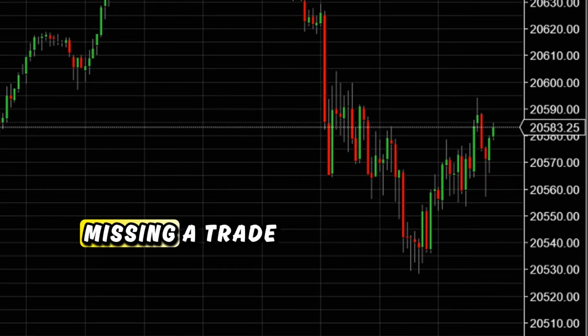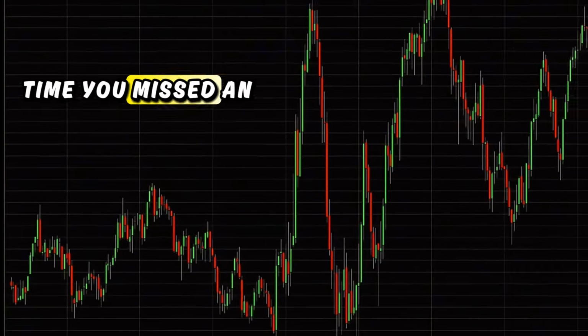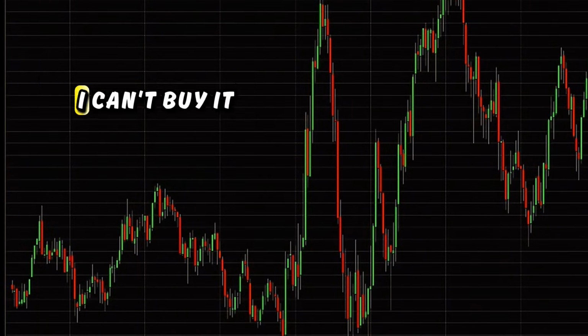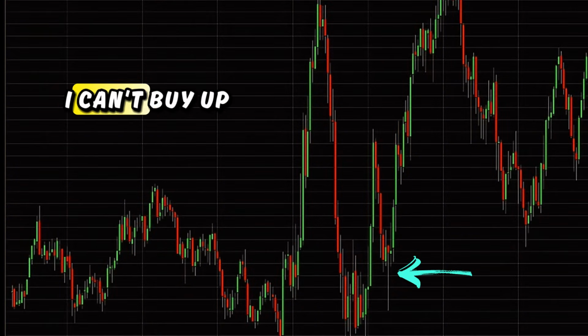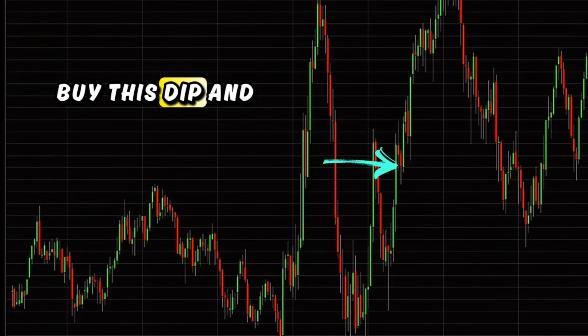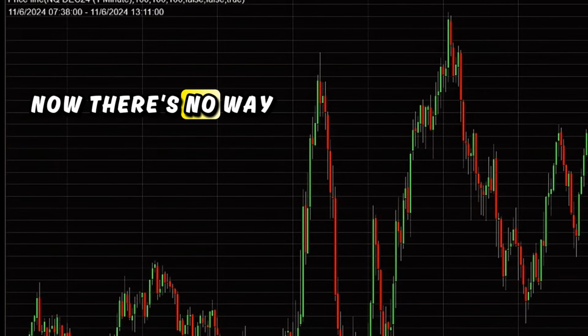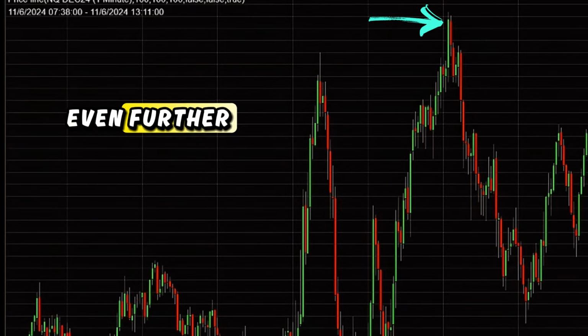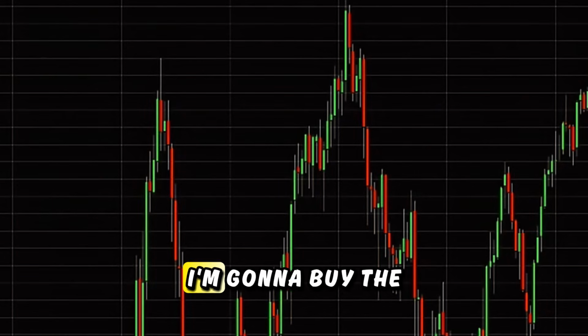The worst thing about missing a trade and not executing is FOMO. When was the last time you missed an entry? You told yourself, man, I can't buy it up here now, and then it rips even higher. I missed the entry down here, I can't buy up here, and so you don't buy this dip, and it rips even further. And you say to yourself, wow, this is so extended now, there's no way I would buy. And then it rips even further. And so you're like, you know what? They're just gonna keep squeezing. They're not gonna come down. I'm gonna buy the next dip.